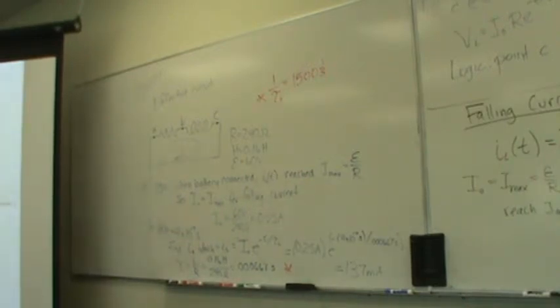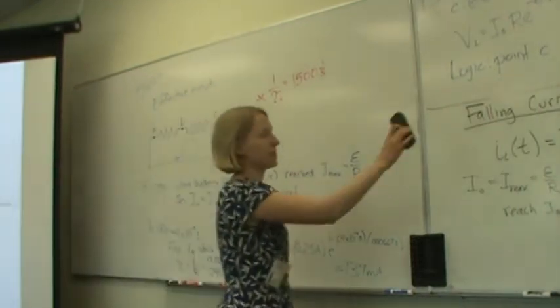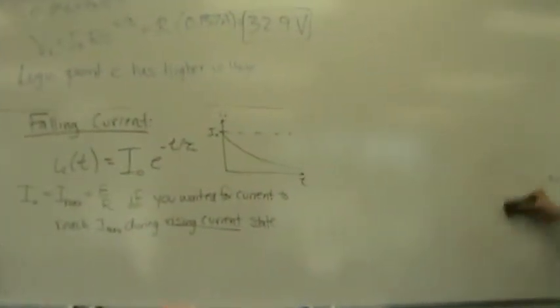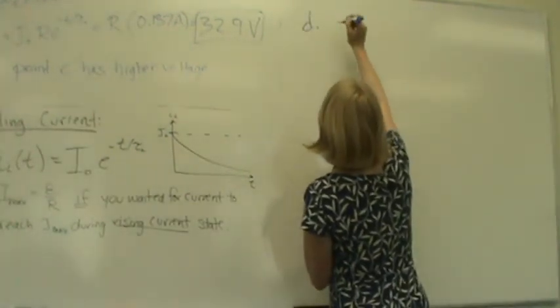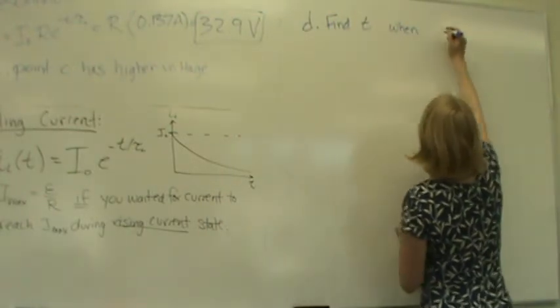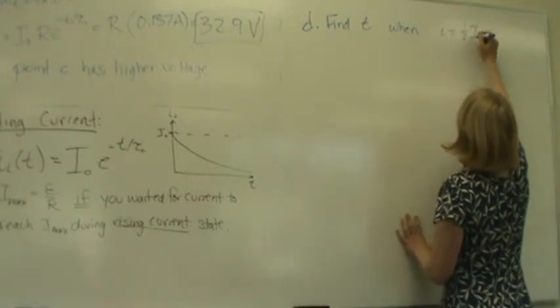Okay, the last question is, how long does it take the current to decrease to half its initial value? I'm gonna erase these other equations. So to reiterate, what they're asking is they want to find the time when the current equals half its peak value, I naught.